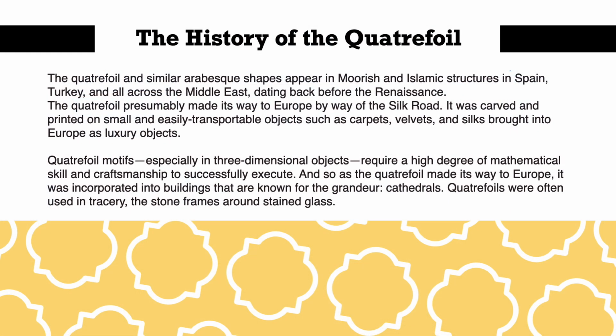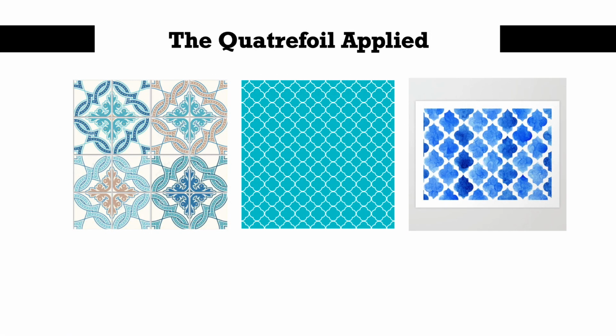Quatrefoils were often used in tracery, the stone frames around stained glass as well. And here are just some examples of the quatrefoil motif applied. It could be as simple as the four lobes outlined in a specific color on a colorful background. You can apply effects to it like a watercolor style, and you could add additional elements to the lobes, or it could be as detailed as you see all the way on the left here, with additional elements intertwined and applied and created so that you get this beautiful motif within these gorgeous tiles.